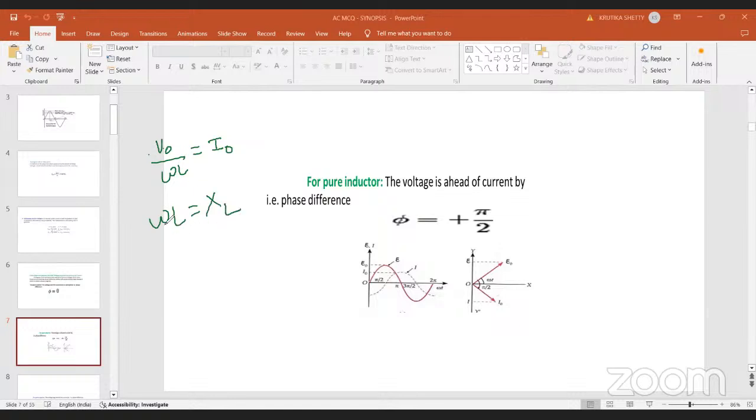This is denoted by XL. Omega is also written as 2 pi f, so 2 pi f into L is equal to XL. Omega is nothing but 2 pi f. So this is the inductive reactance formula. Please remember the formula for the inductive reactance.